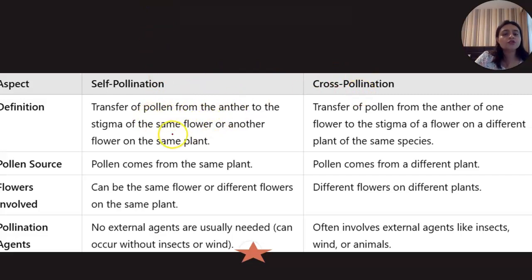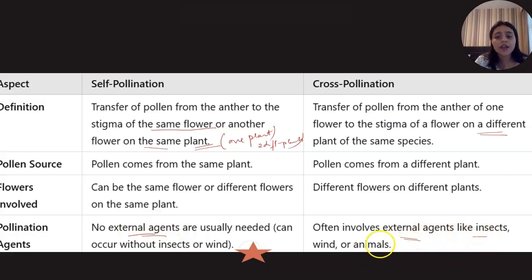Self pollination means transfer of pollens from anther to the stigma of the same flower or another flower on the same plant. Same plant, one plant but two different flowers. Here, two different plants and two different flowers, that is cross pollination. Pollen comes from the same plant, or pollens come from a different plant. Can be the same flower or different flowers. No external agents are involved in self pollination, and cross pollination majorly involves pollinators such as insects, bees or butterflies, and winds or animals. The question does come, a very important question, to give differences between self-pollination and cross-pollination.